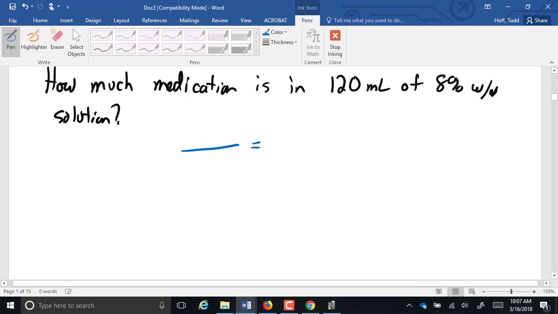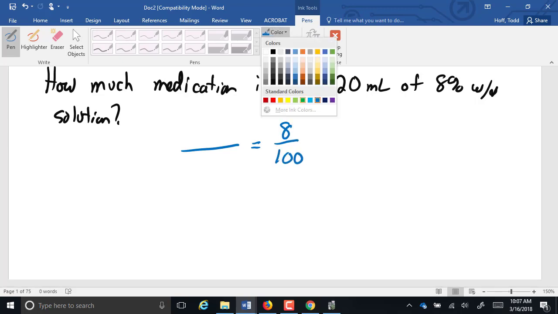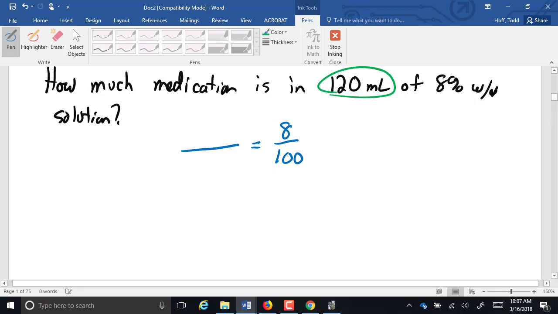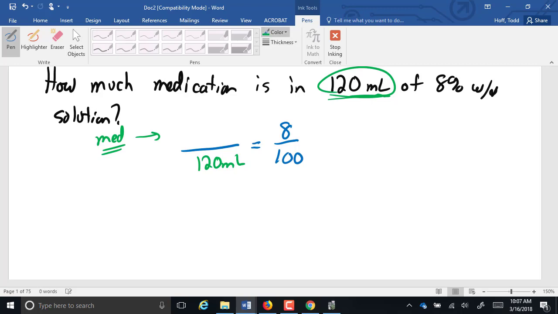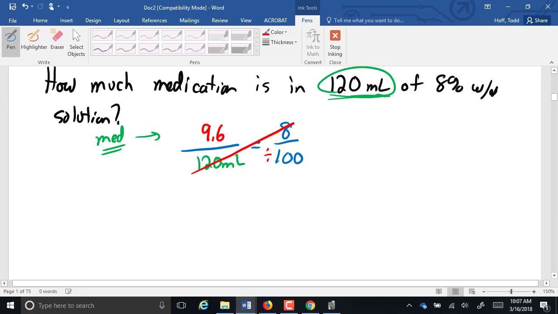It works easier for me if I do the 8% as 8 over 100. The 120 milliliters goes on the bottom. That's my total solution. To find the amount of medication, that's going to be this number up here. I'm going to cross multiply and divide. 120 times 8 divided by 100 is 9.6.